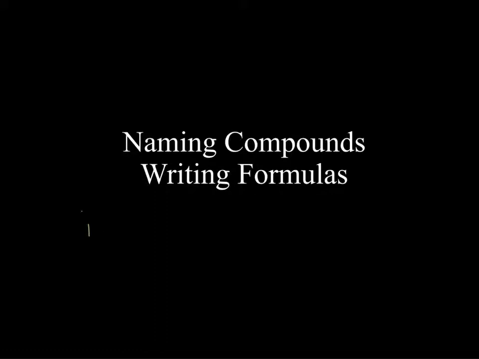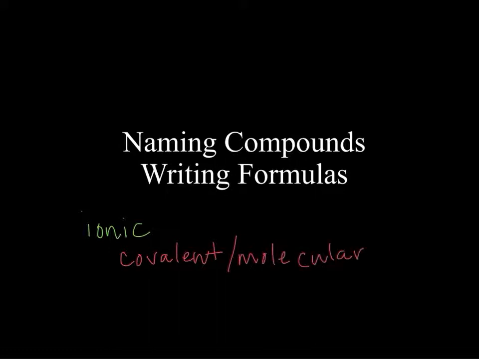We have ionic compounds, we have covalent compounds, also called molecular compounds, and we have acids. So all three are going to go over different types of naming rules and different rules when writing the formulas for the compounds as well.